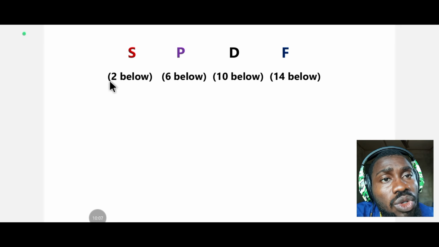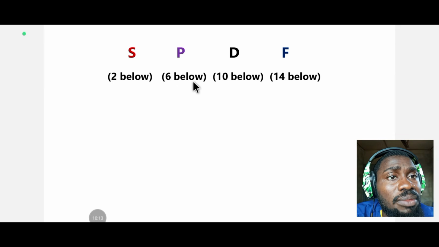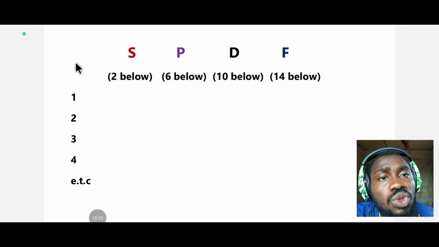The next, you put 2 and below. For S orbital it is 2, for P orbital it is 6, for D orbital it is 10, and for F orbital it is 14. Having done this, the next is what? Use numbers serially on the left. You put the numbers on the left, as you can see here.